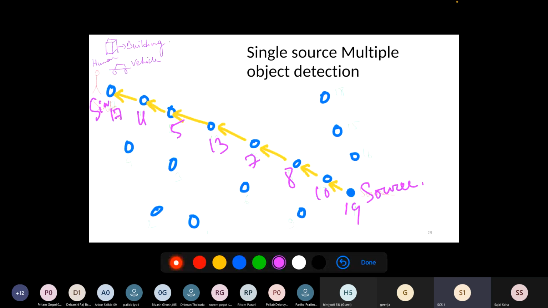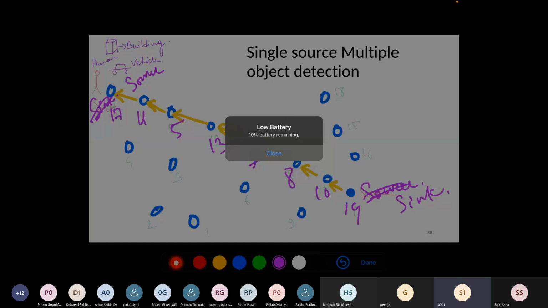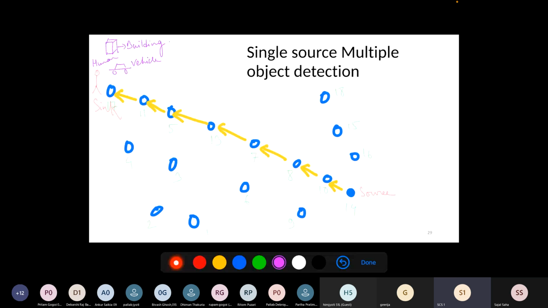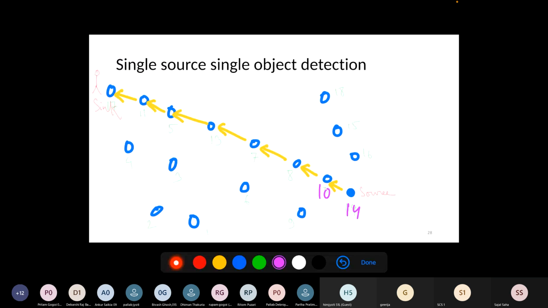No, actually I have made a mistake. This one is source, this one is source, and this one is sink. You know what is source and sink? The source will send the data to the sink. Now here the objective is a little bit different. The objective is to detect any moving objects. Sorry, not this one, I should consider this one: 7, 13, 5, 11, 17. So in this case, any moving object.